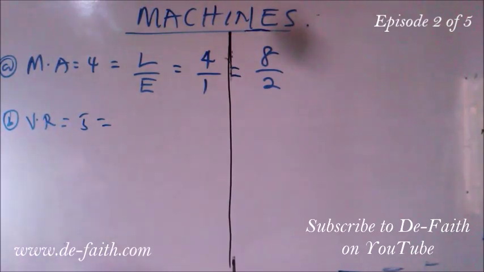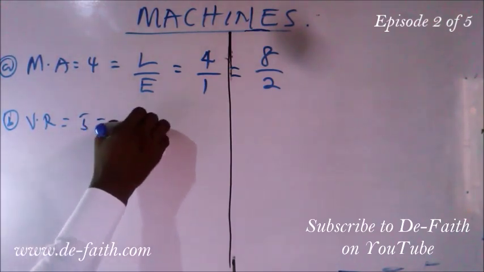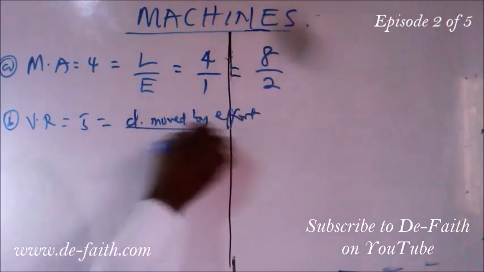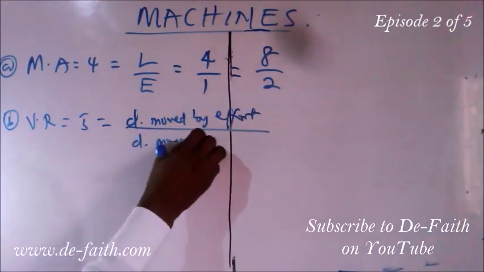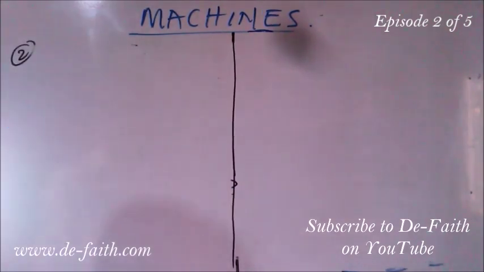In velocity ratio, we are saying that the ratio of the distance moved by the effort to the distance moved by the load is 5. So distance moved by effort over distance moved by load is equal to 5, meaning this is 5 and this is 1. Or we could say that the distance moved by the effort is 5 times the distance moved by the load. Alright, so let's move on to the second question.